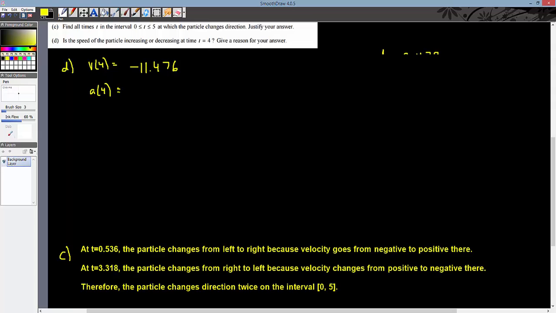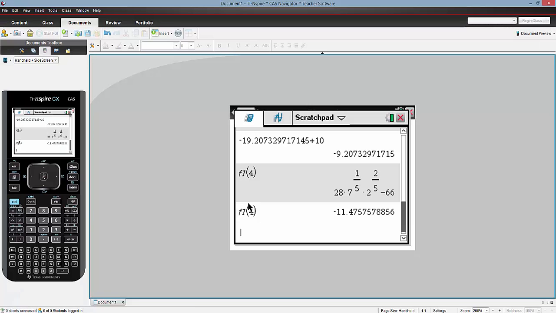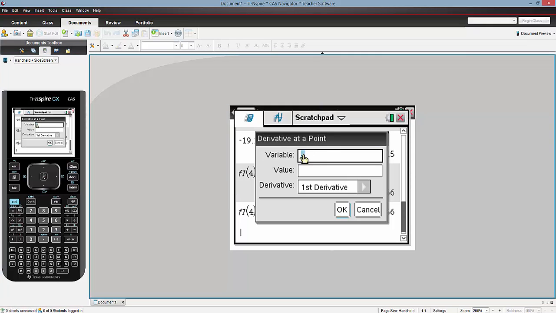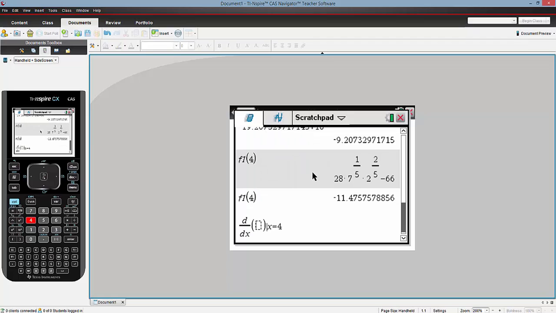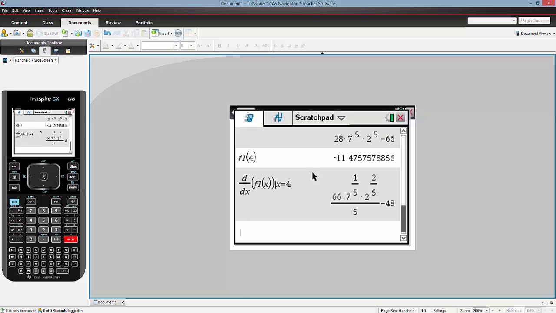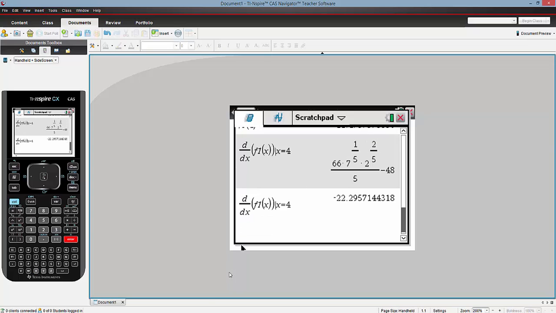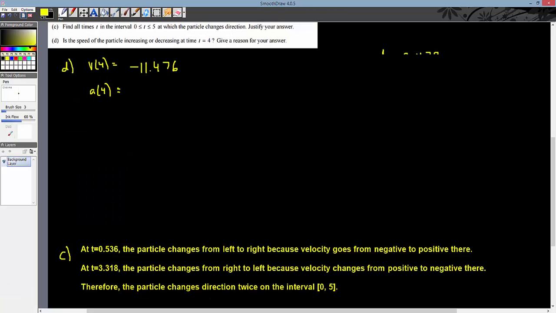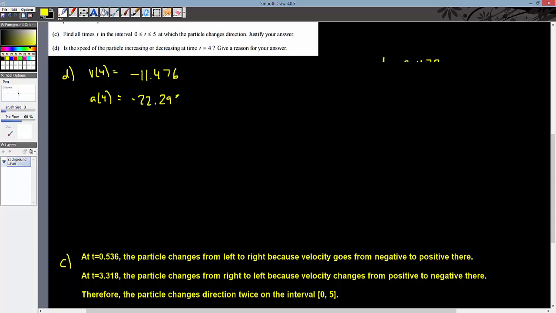And now to find the acceleration, I'm going to use that function we just learned about called derivative at a point. My value is x, my point is 4, and I'm going to put in f1 of x. I'm going to hit enter, and then control enter, and that's negative 22.296. Whoa. Sorry about that little craziness happening there. I have no idea what happened to the screen.